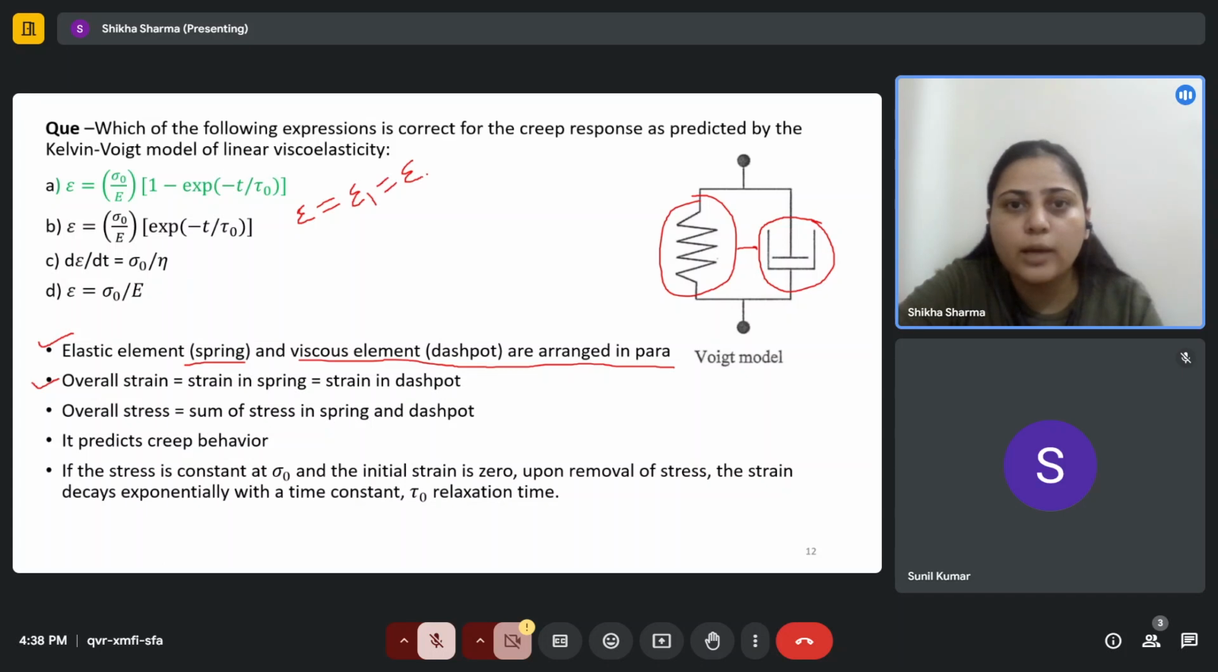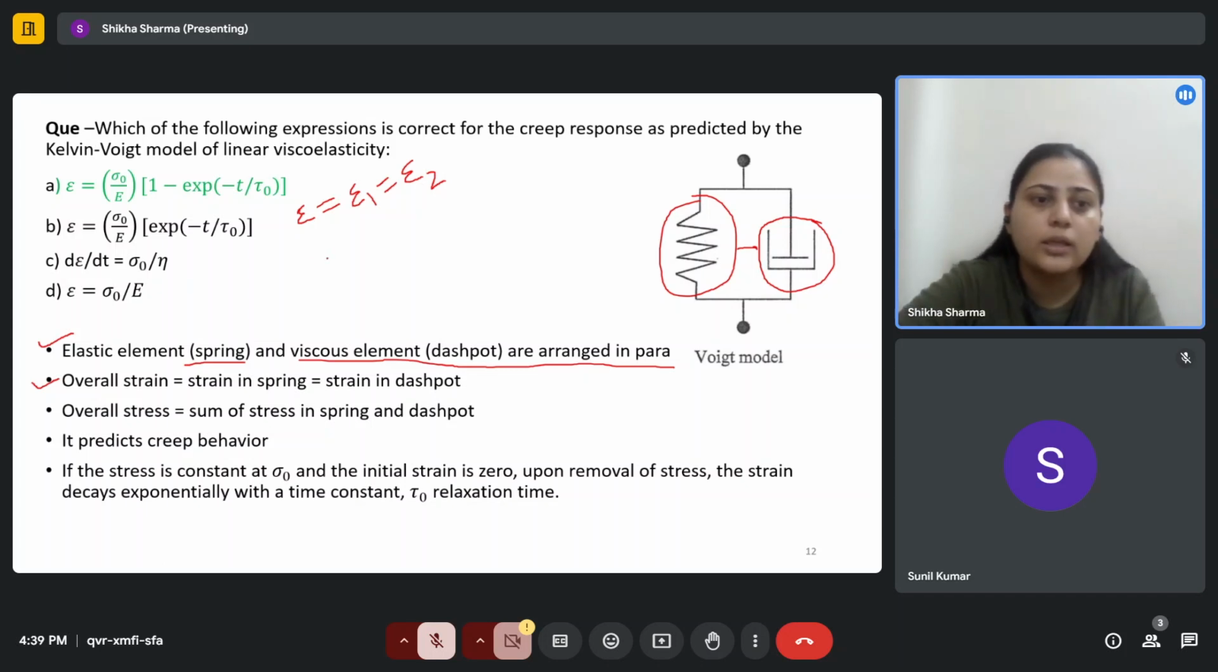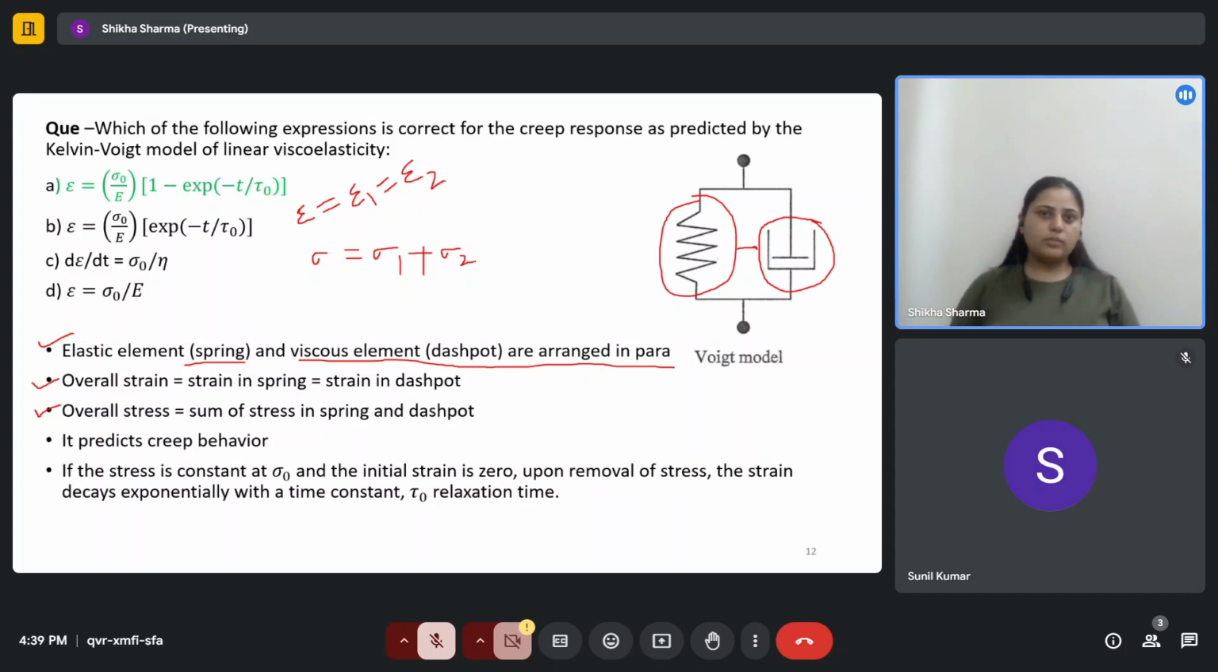In the Maxwell model, what happens? These two go in series, spring and dashpot, and the overall stress was equal. Here, in Kelvin-Voigt, the strain is going to be equal, and the overall stress is going to be the sum of the stress in the spring and the dashpot. So here strain is equal and stress is a summation.